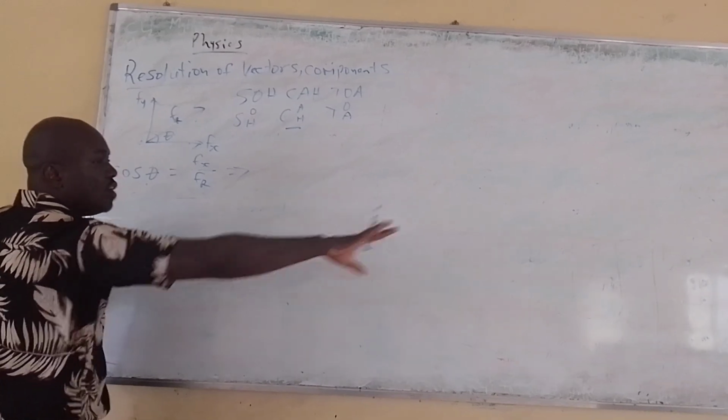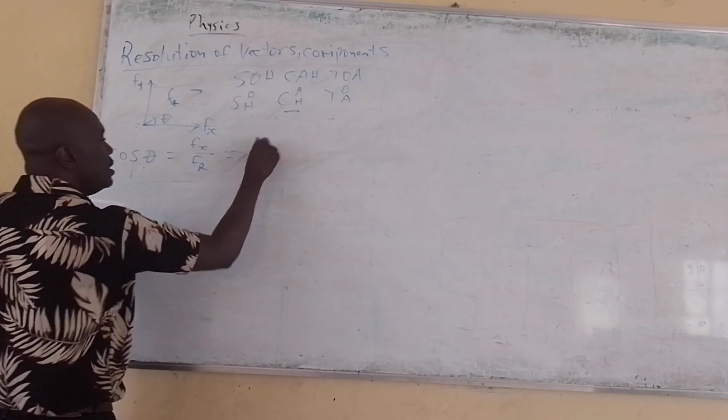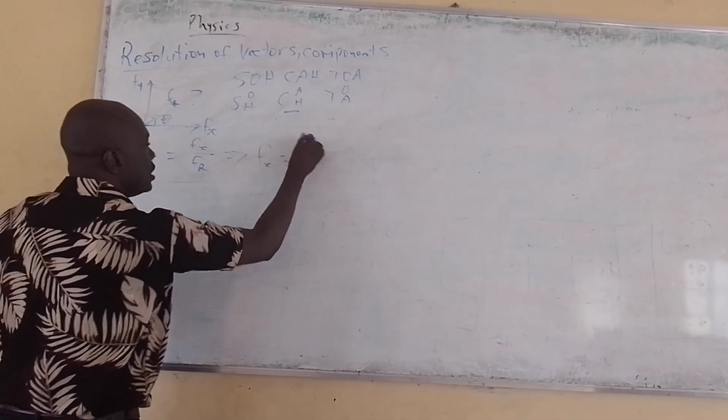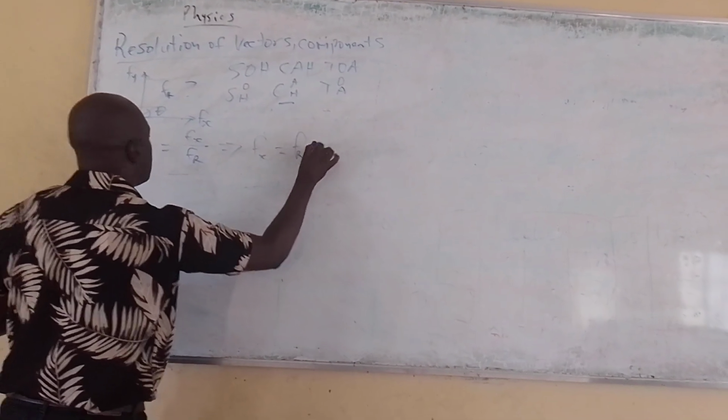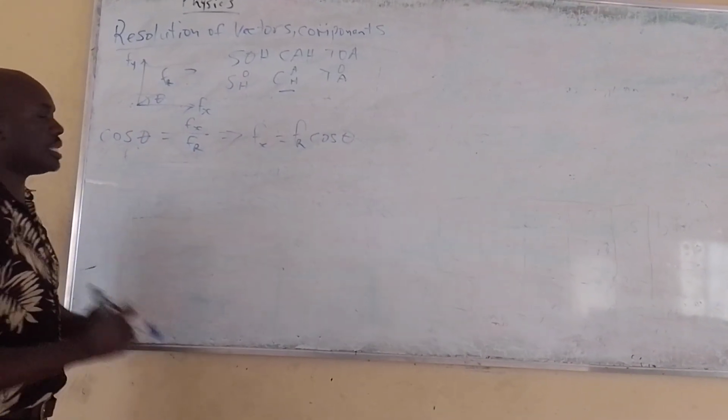which is you want to resolve it in the horizontal aspect, so F of s, crossing over, will now be F of s equals F of r cos theta. Okay? So that means I have resolved horizontally.